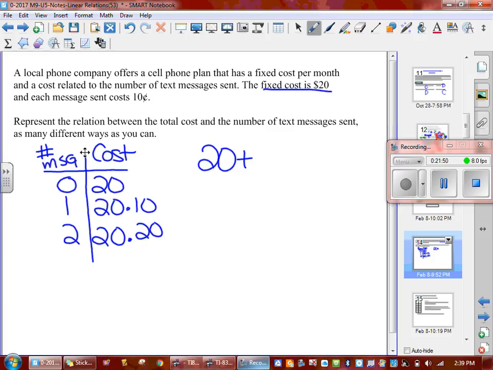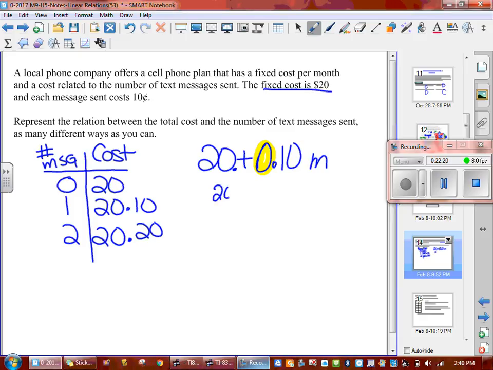0.10. Yeah, it's got to have a 0 in the front. So 0.10. Now, x is the number of messages, so we would say M for messages. So $20 plus 10 cents a message. Now, if you wanted to write it in terms of cents, I could take this, because that's $20, 20.00. I could say that's 2,000 cents plus 10 cents per message.